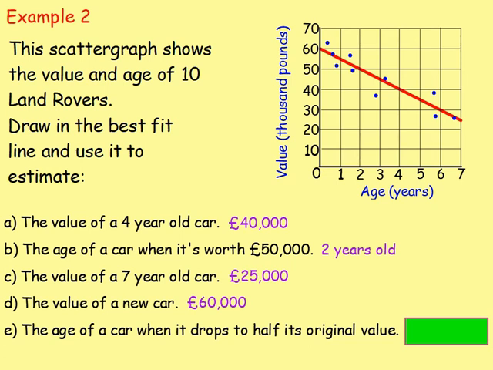Ooh, how do we do that? Well, what's half the original value going to be, William? 30,000. It will be 30,000. Good, there is 30,000. And if we go along to our best fit line, there's best fit line, and if we go straight down, bump, we end up at the number 6, which means then the age of the car when it drops to half its original value will be 6 years old.